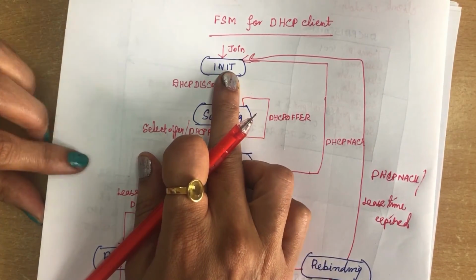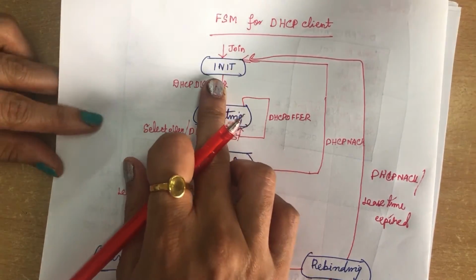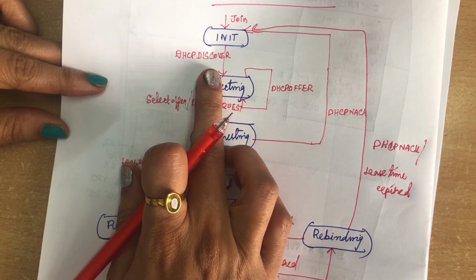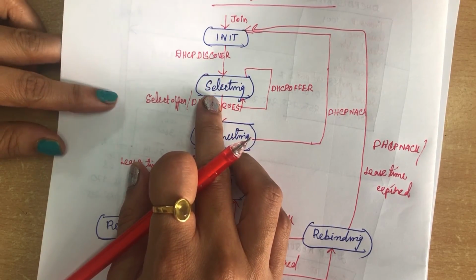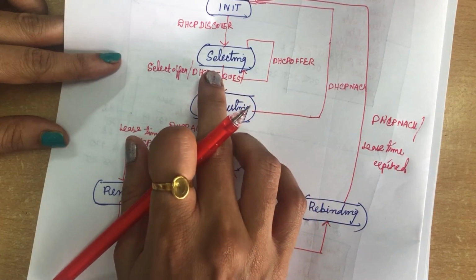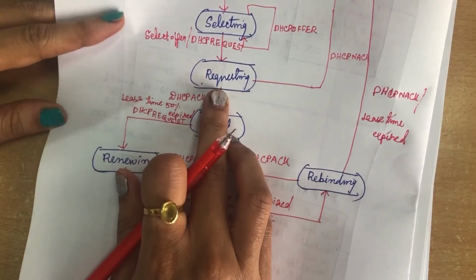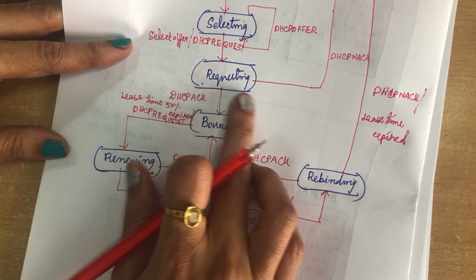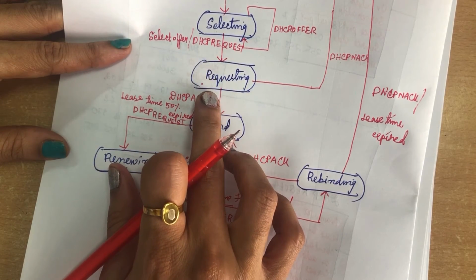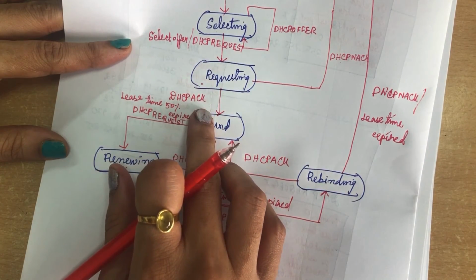Initially, whenever a host wants to get an IP address, it goes to the initial state. Then it sends a DHCP discover and goes into the selecting state, where it will get many DHCP offers. In that it will select the best offer and go to the next state called requesting state. In the requesting state, it sends a DHCP request message to the selected server. Now the server will send the DHCP acknowledgement.